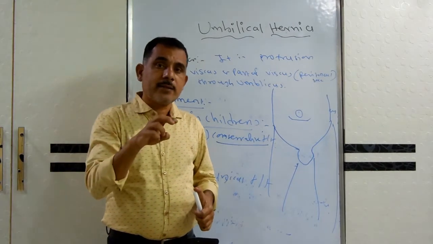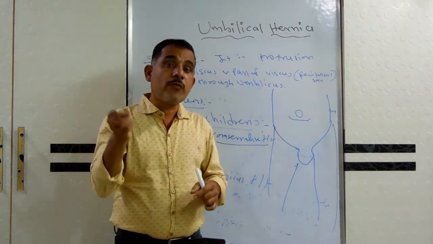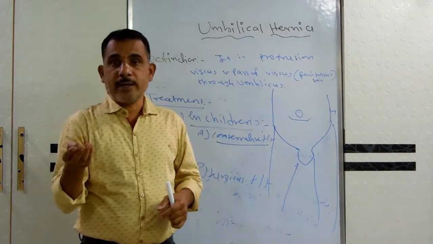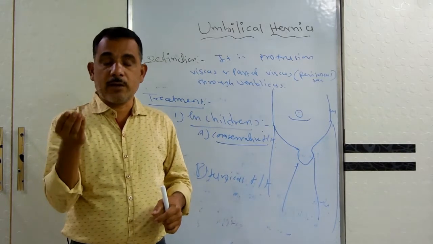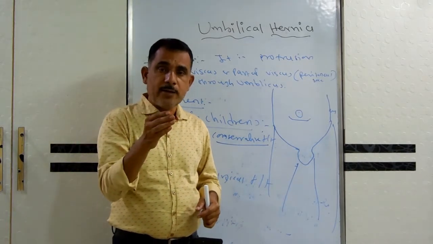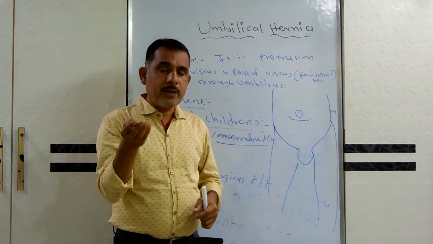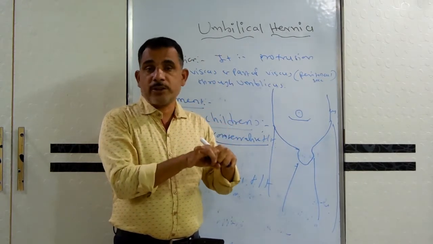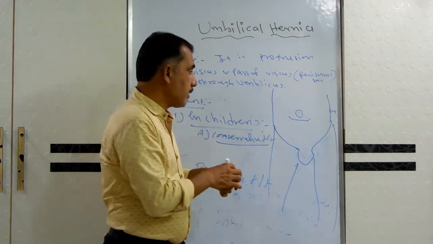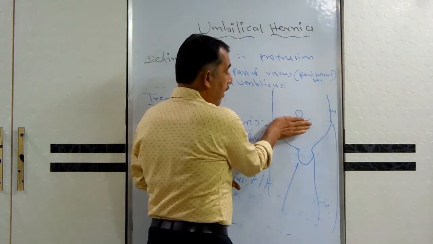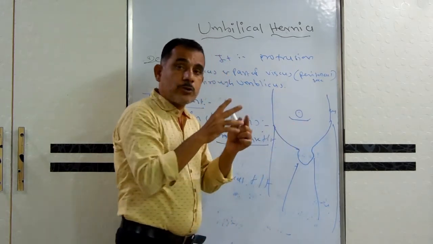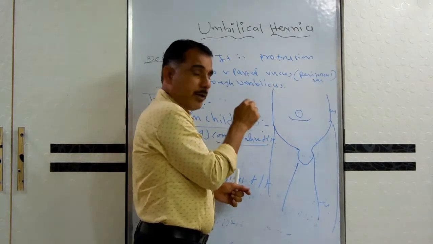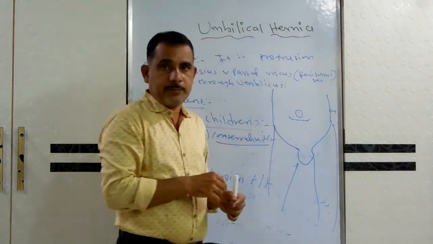If there is content in the sac, that should be reduced first. There may be coils of intestine, coils of large intestine or small intestine. Sometimes omentum may be there. That should be reduced. Then transfixation of the neck of the sac should be carried out. After removing the flap, the sac should be dissected from the neck. You need to separate it out, and the remnant should be pushed inside the abdomen.